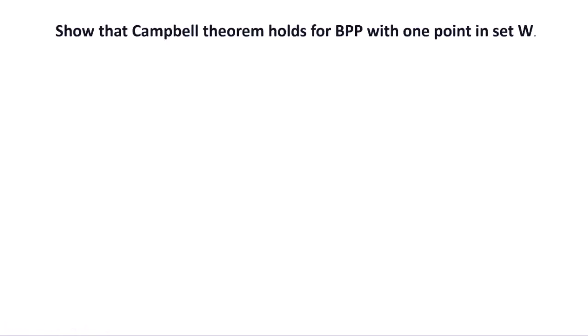Let us see an example of Campbell's theorem. We want to show that Campbell's theorem holds for a binomial point process with one point in set W. So this binomial point process has only one point and it is in the set W. The only point it has, let's call it x1. So the function is f, so S is f(x1), and we want the expected value of this S. There is no summation because there is only one point.